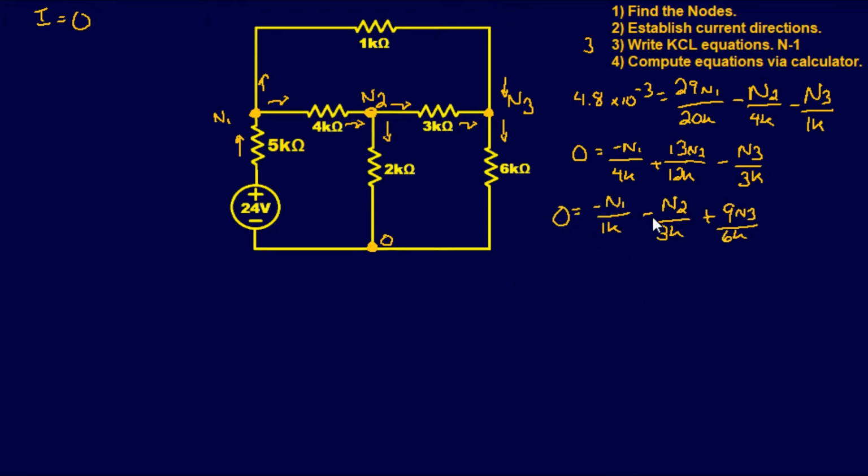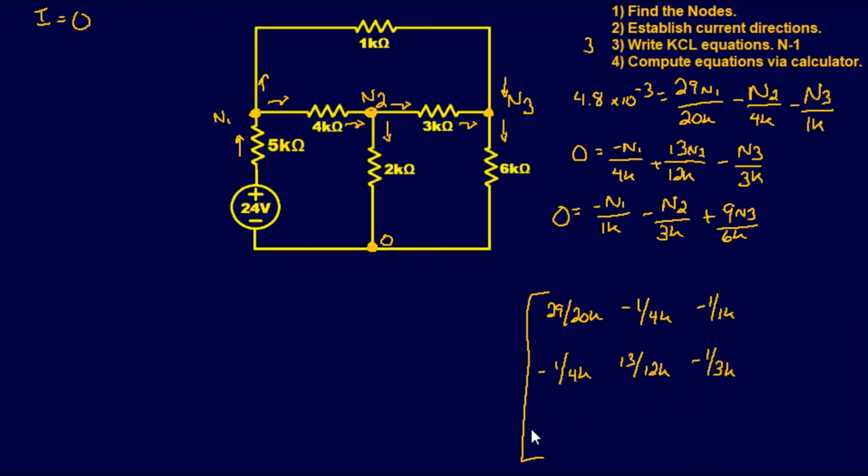So now that we have our equations right here, we should be able to put this in a matrix. So I'm going to try to make a somewhat decent looking matrix. It's going to be 29 over 20 kilo, and then negative 1 over 4k, and then negative 1 over 1k. Next row, negative 1 over 4k, and then 13 over 12k, minus 1 over 3k. Then we have 1, negative 1 over 1k, negative 1 over 3k, and then 9 over 6k.